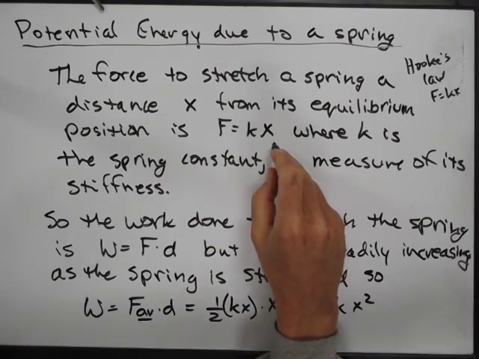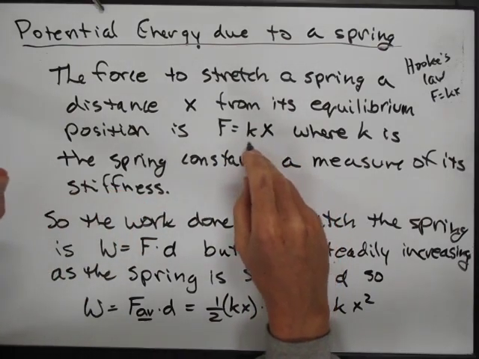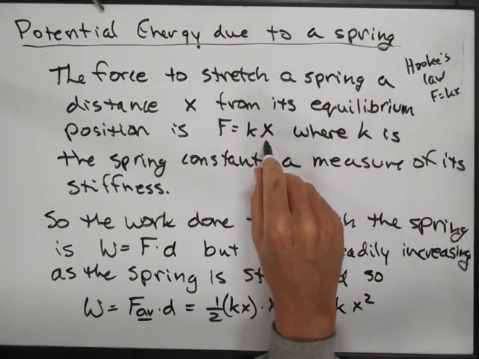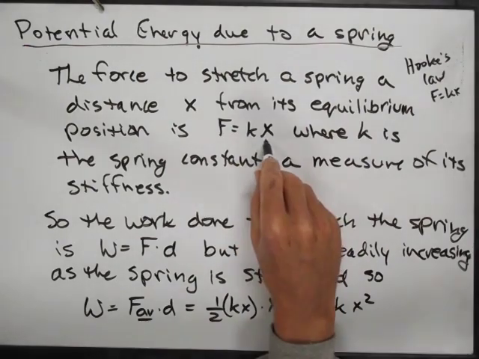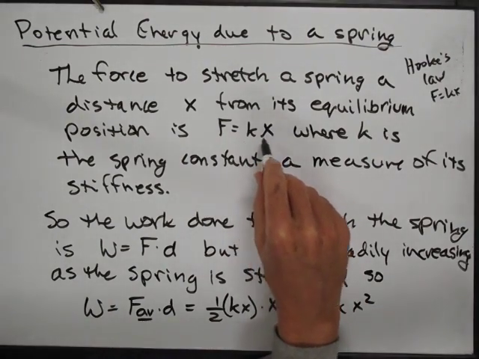x starts out at 0 if it's at equilibrium, and then each little bit you stretch it further requires you to increase F, right? Because F depends on how far it's stretched. So if I stretched it 1 centimeter, and then I stretched it to 2 centimeters, I would have to double my force. And if I want to go to 4 centimeters, I have to quadruple my force. If I want to go to 5 centimeters, I have to have 5 times the force for 1 centimeter, and so on.